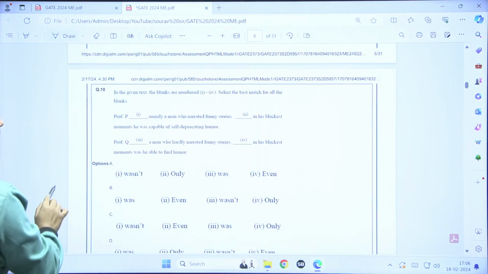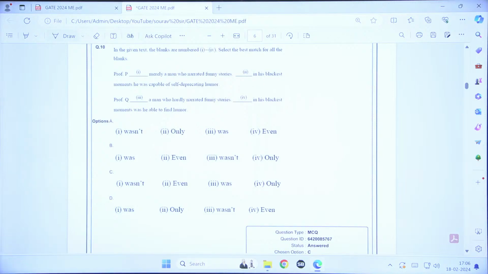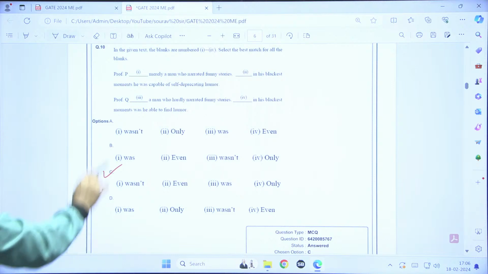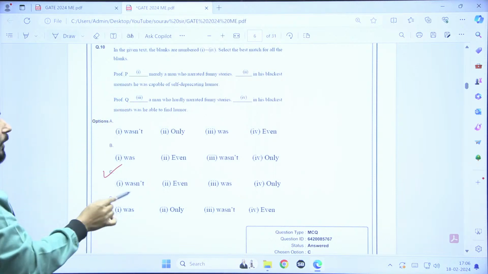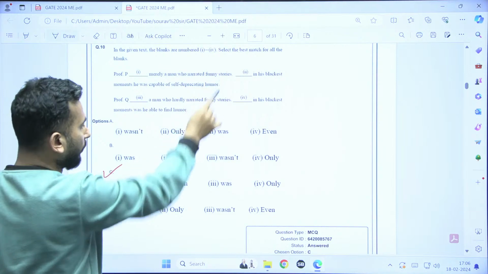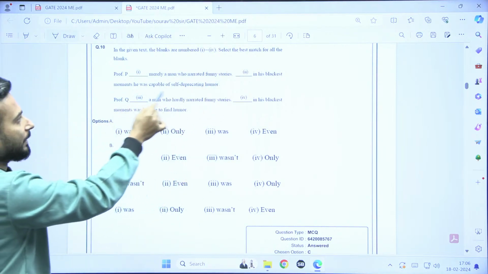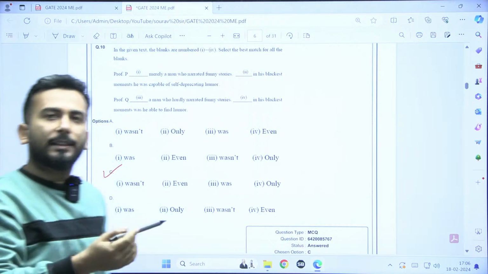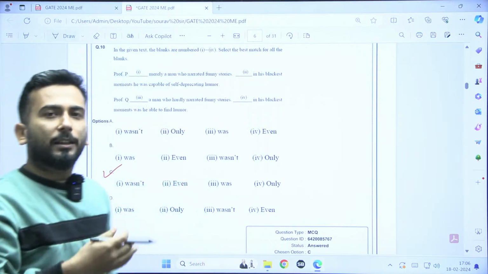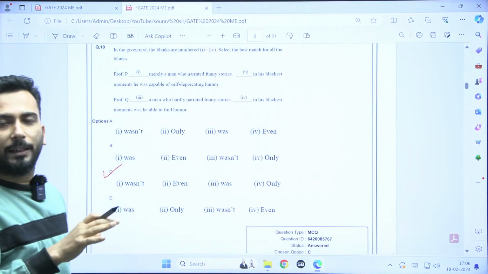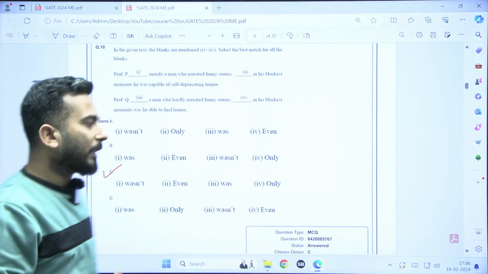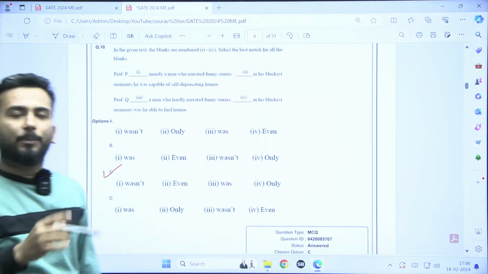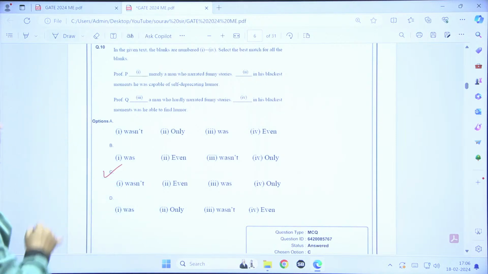Now question number 10 is a very good question, and the answer will be C. In this question, for example, Professor P wasn't merely a man who narrated funny stories. Even in his blackish moments he was capable of self-deprecating humor, and like this, you have to see which is best suiting the statement. So it's a pure grammar question, and the answer will be C. I think I have given the answers to all 10 aptitude questions.